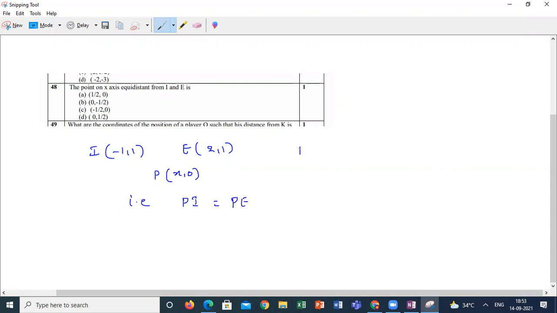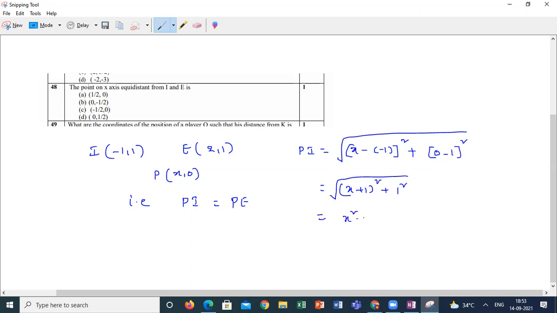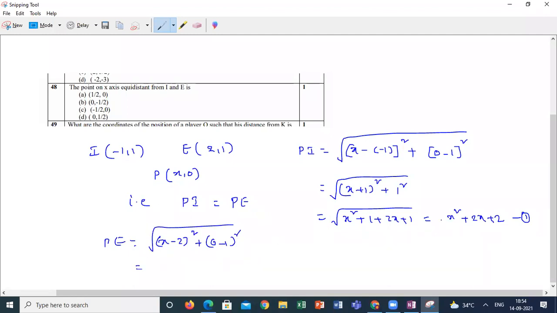So how to calculate the PI value? Using the distance formula, tell me. Square root of (x - (-1))² + (0 - 1)². This is (x + 1)² + (-1)², which is 1. Elaborating here itself, the square root of x² + 1 + 2x + 1. This is x² + 2x + 2, my first equation. Same for PE: square root of (x - 2)² + (0 - 1)². Expanding, x² + 4 - 4x + 1. This will be equal to the square root of x² - 4x + 5. This is my second equation.